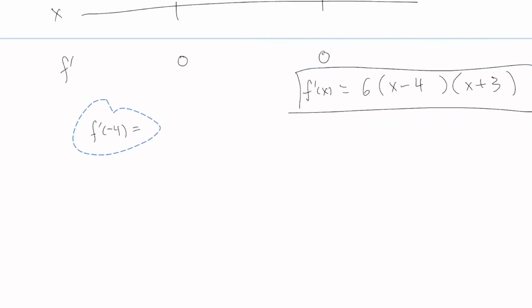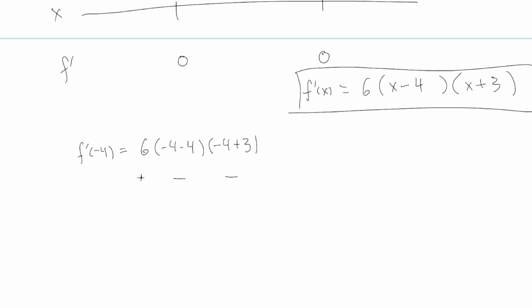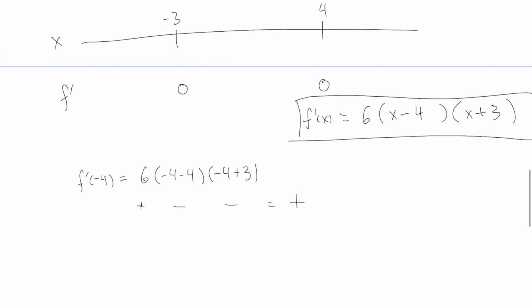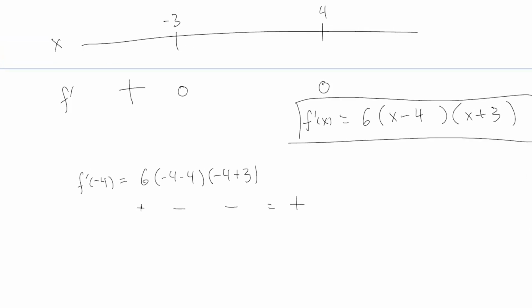f prime of minus 4 is 6 times minus 4 minus 4 times minus 4 plus 3. That's positive. Negative 4 minus 4 is negative 8, so that's negative. And then negative 4 plus 3 is negative 1, which is negative. This all gives me a positive because I'm multiplying those things. So it's negative times positive, positive times negative. So anyway, that over there, positive, right?